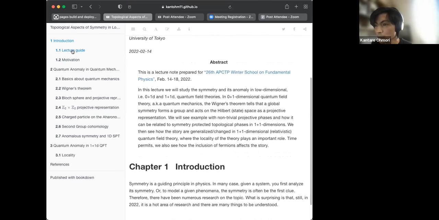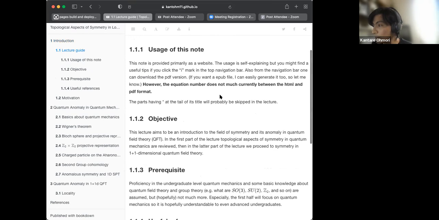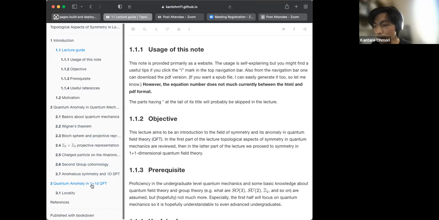So this is it. This lecture note is only halfway done. Only the first chapter is written, and I'm going to write the second half, and it should be updated accordingly. The objective of this course is to be an introduction to the field of symmetry and its anomaly in QFT, or more generally in local systems. The first part is only about quantum mechanics, and in the second half I intend to talk about 1+1-dimensional, that is, two-dimensional QFT.